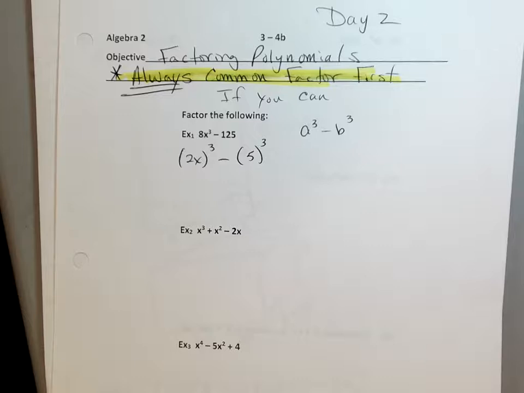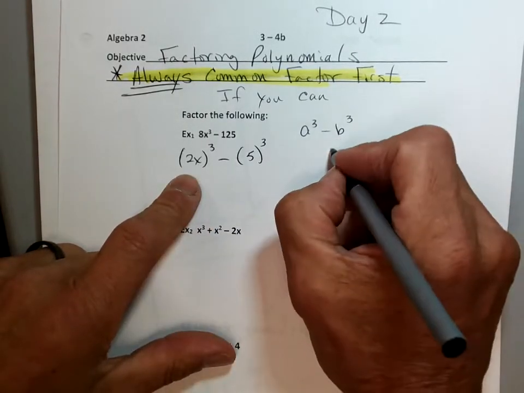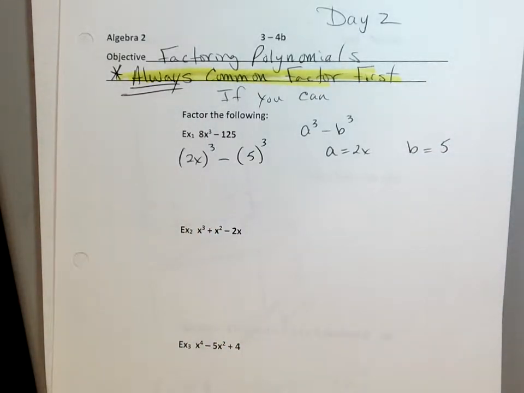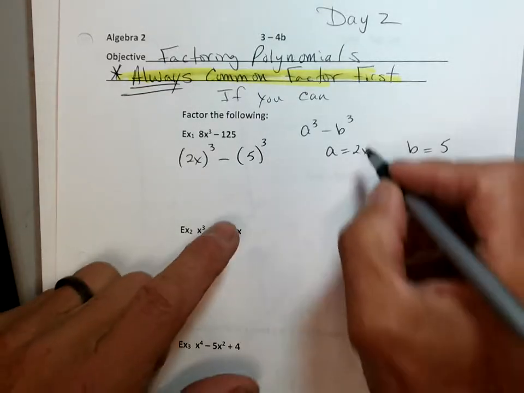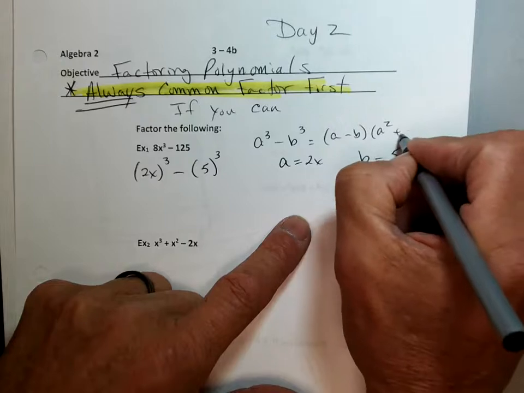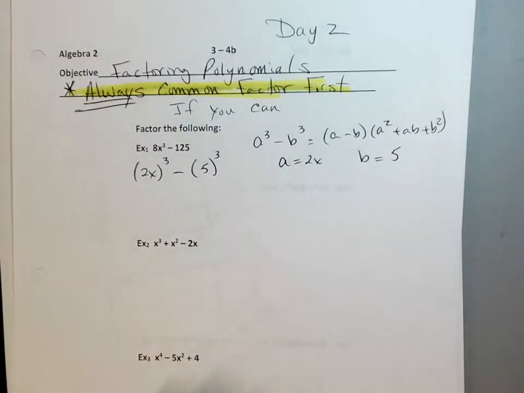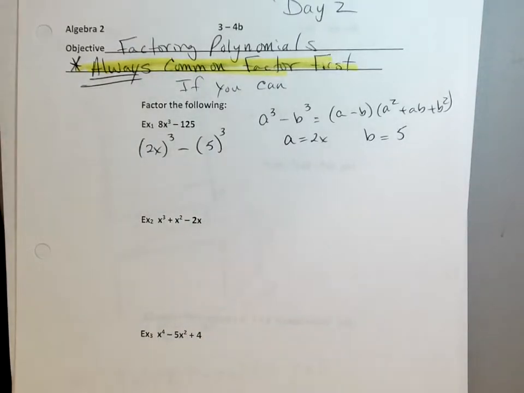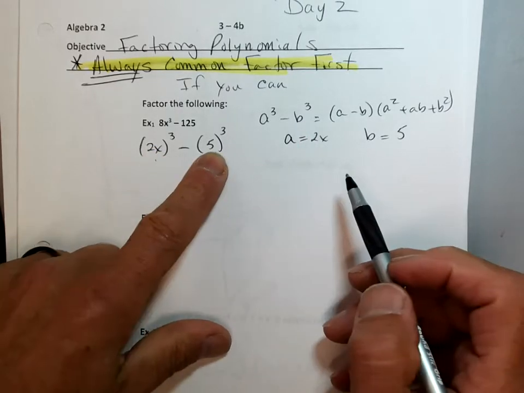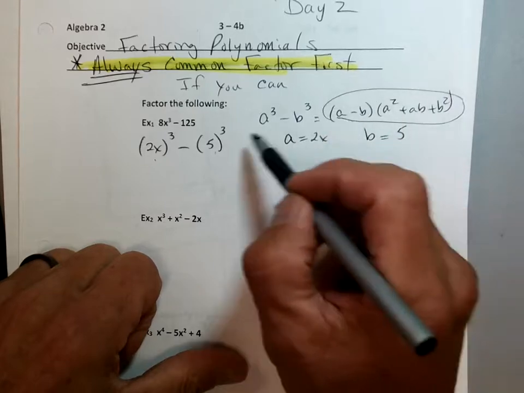Now I like to write them in parentheses. You don't have to. I put them in parentheses because then I can see that a is going to be the 2x and b is the 5. And then I'm just going to plug them into my formula, the one on the board: a minus b times a squared plus ab plus b squared. I will leave that up there. That's not going away, because I don't expect you to memorize this, but it's nice to have it up there. So I've identified that it's a perfect cube. I made sure I have something cubed here and something cubed here. So that means my a term is 2x and my b is 5.